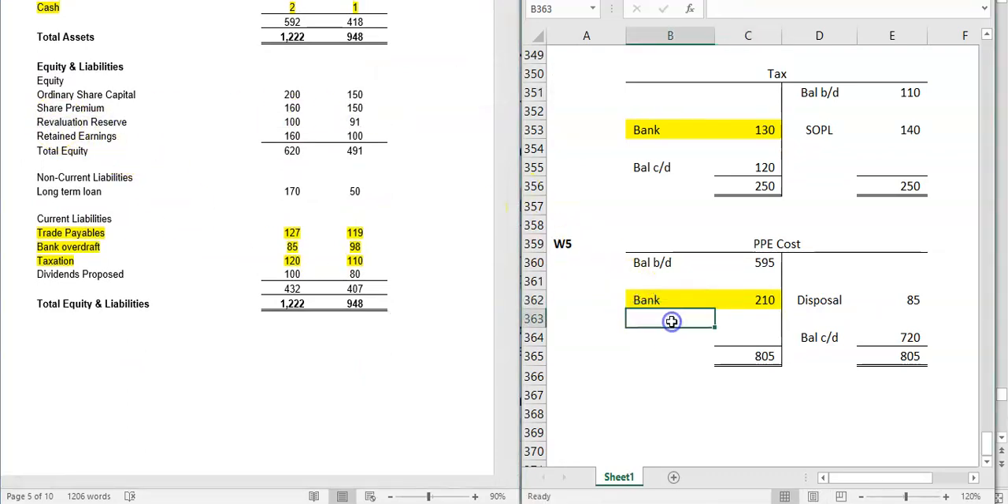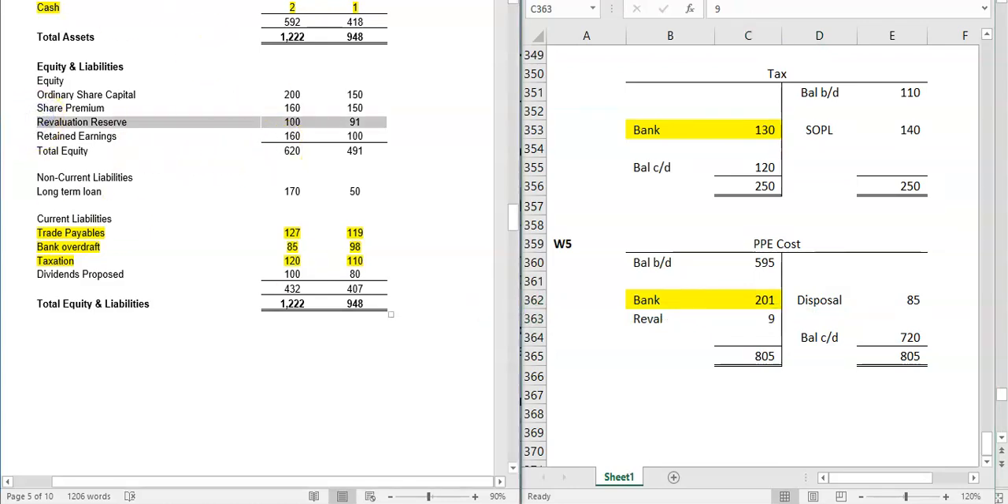My reval reserve has gone up, so actually revaluation here is 9, so my bank is only 201. So you have to watch for that. Even I got caught out there. I forgot to look for the reval reserve.